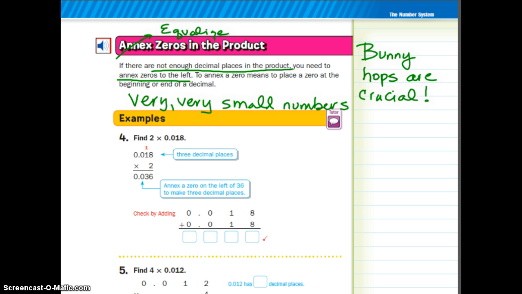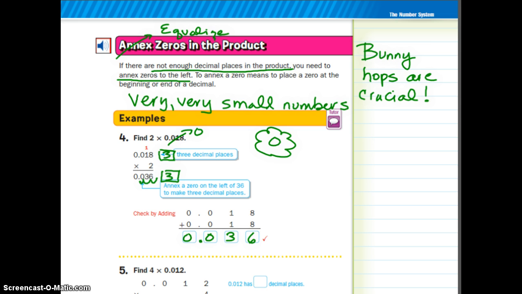Okay, in this case we have 2 times 0.018. We know that that's close to 0. 2 times 0 is 0. So our estimate is 0. Again, doesn't help us. So we know in this case we have to be really, really careful with our decimal placement. So we have 3 decimal places, so we're going to put a 3 in a box, which means down here when we do our bunny hops, we're going to bunny hop 1, 2, 3. So our answer is 0.036. By doing successive adding, we get the same thing.